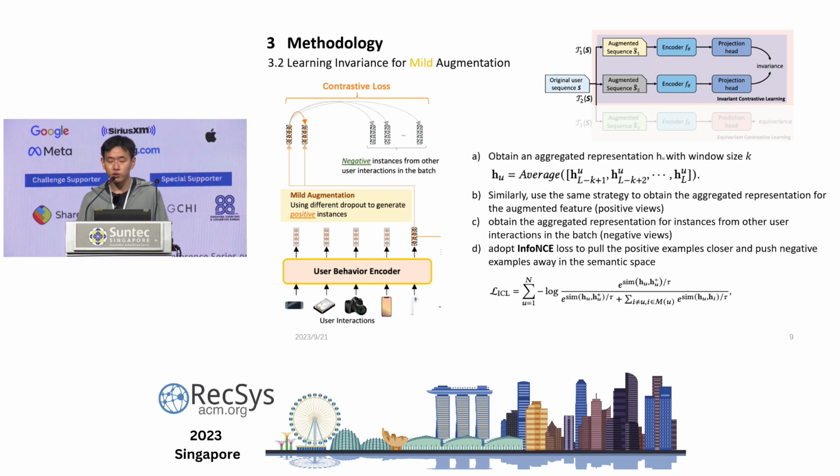In our work, we use feature-level dropout masking to generate positive instances. Other samples in the batch are regarded as negative samples. Then, we adopt InfoNCE loss to pull the positive examples closer and push negative examples away in the semantic space.